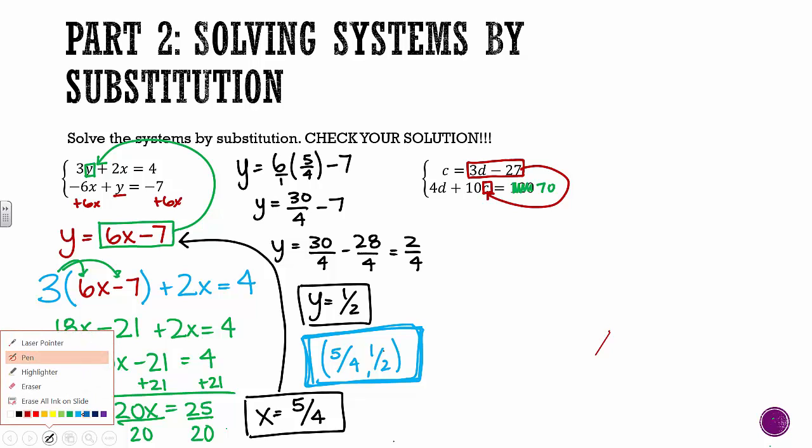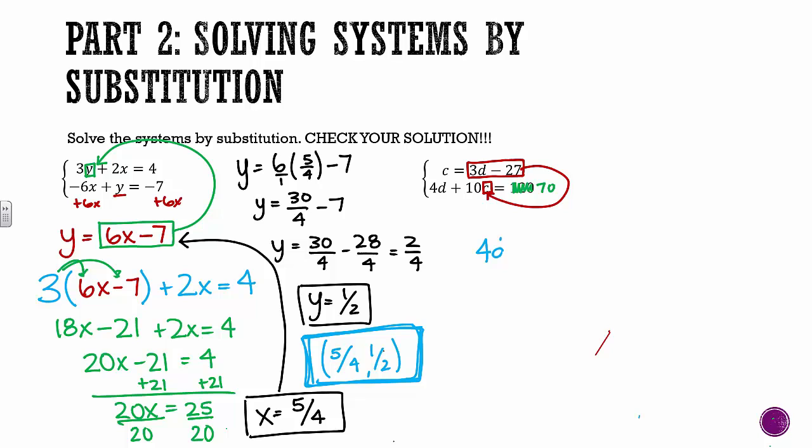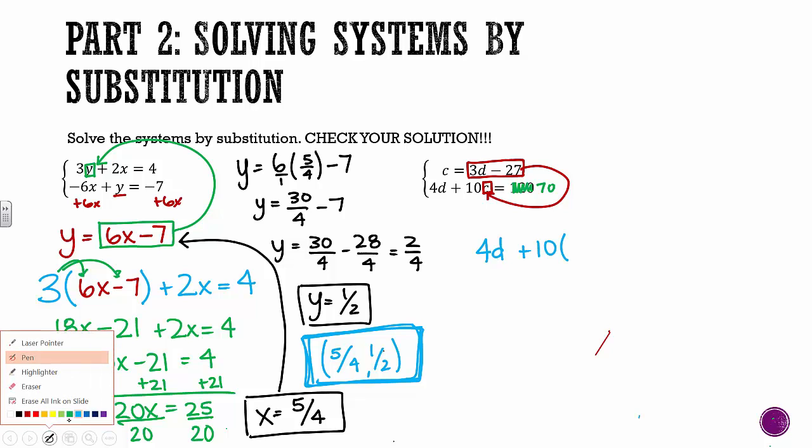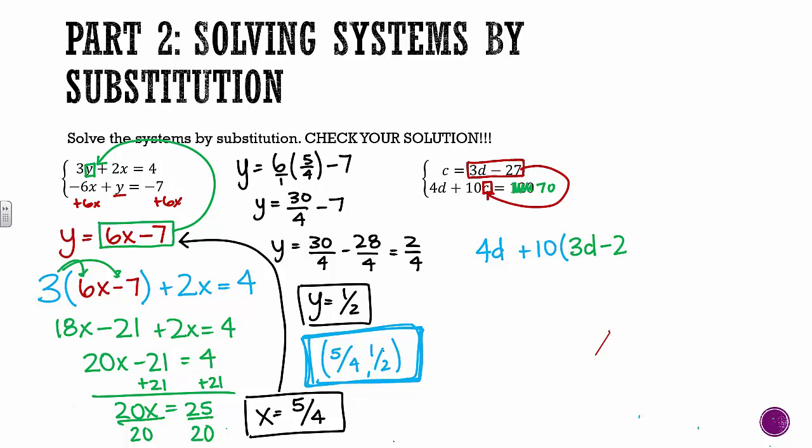So remember, the rest of the equation stays the same. You still have the 4d plus the 10, but instead of being multiplied by c, I'm going to multiply by what c equals, which is 3d minus 27. And then everything else stays the same.